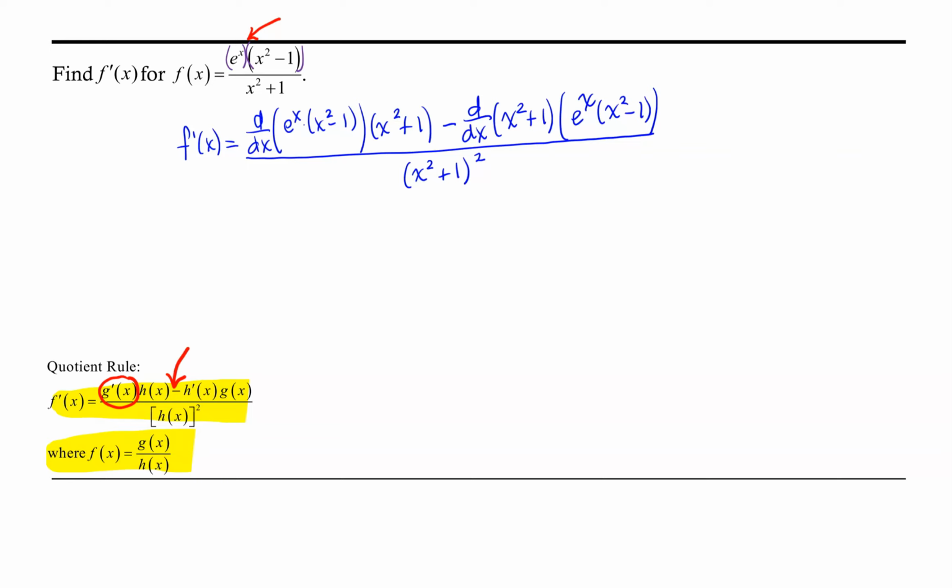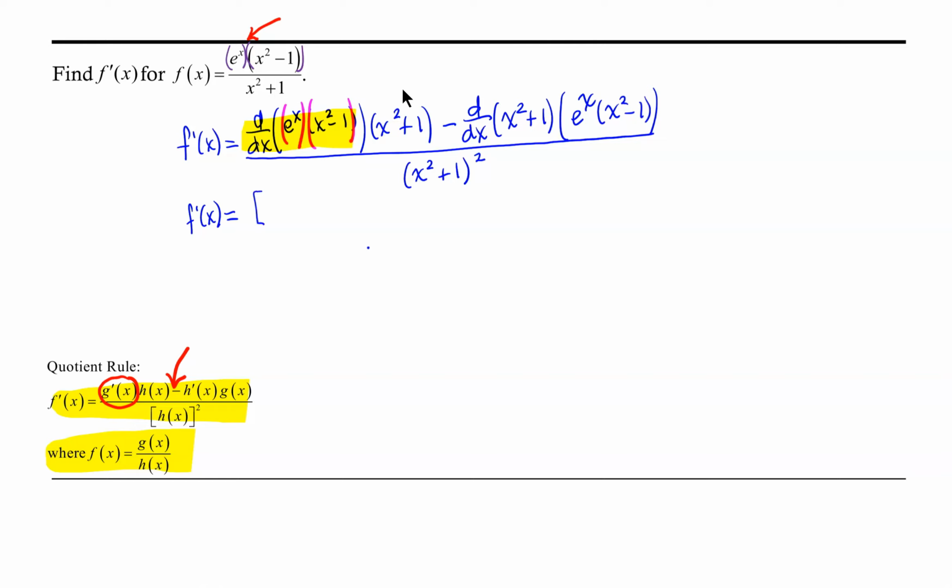Now, as we proceed with our derivative here, we will need to be using the product rule as we move across our numerator. So we have the derivative of e to the x times x squared minus 1. And so as we take that derivative, we'll be using the product rule to help us do that. So let's go ahead and see what that looks like.